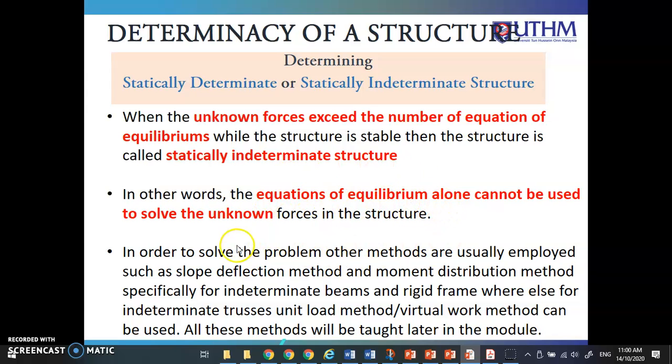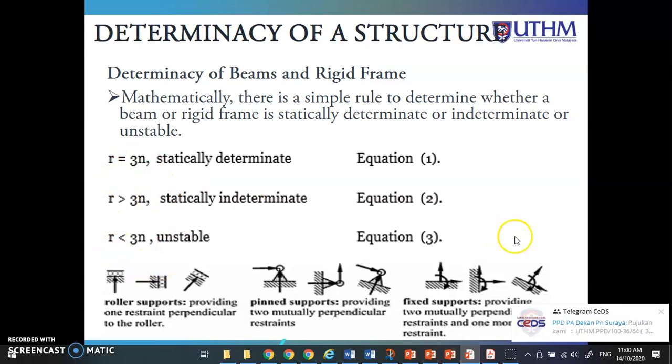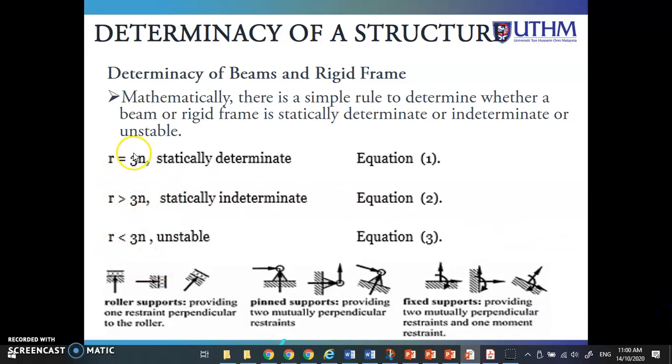Okay, so kita akan ada beberapa method yang kita nak solvekan sekiranya kita punya structure adalah indeterminate structure. But first of all, saya akan terang dulu macam mana kita nak bezakan statically determinate structure and also the statically indeterminate structure. Okay. Alright. Determinancy of beam and rigid frame. Okay. So there are three equations here that will show whether the structure is statically determinate, statically indeterminate or unstable.